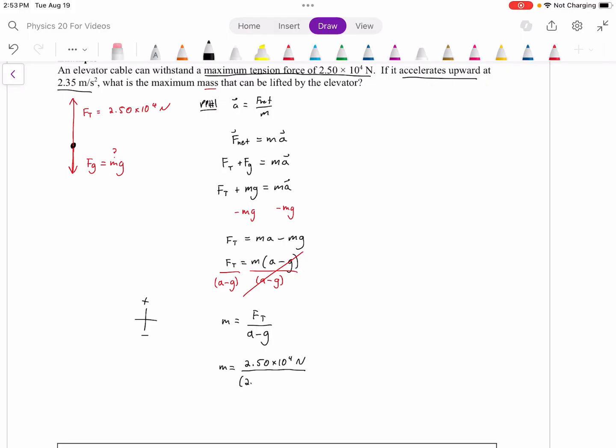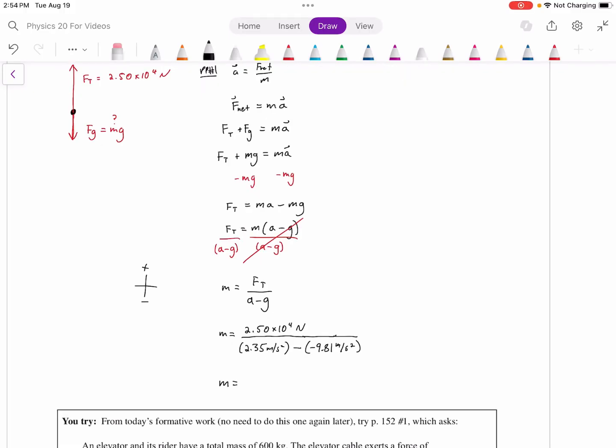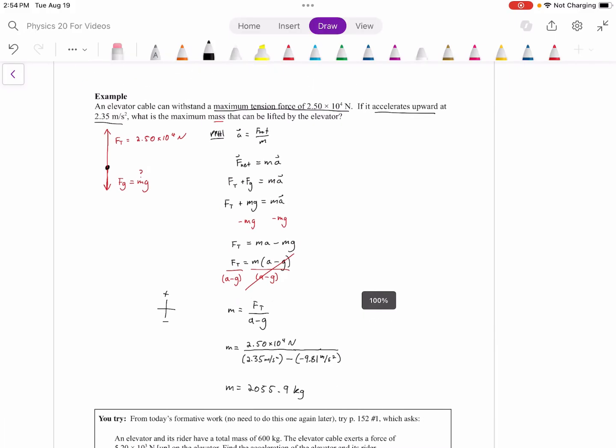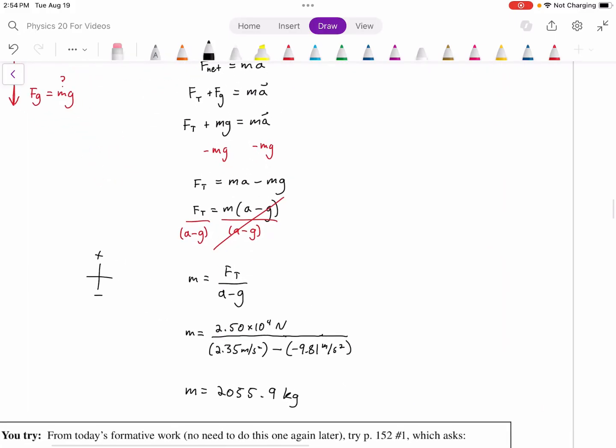Our upwards acceleration is going to be 2.35 meters per second squared, and then we're going to subtract negative 9.81 meters per second squared, because that's a downward acceleration. So under these conditions where we're at our max tension, I'm getting that the mass would be 2055.9 kilograms, okay? And so to 3 significant digits, that would be 2.1 times 10 to the power of 3 kilograms.